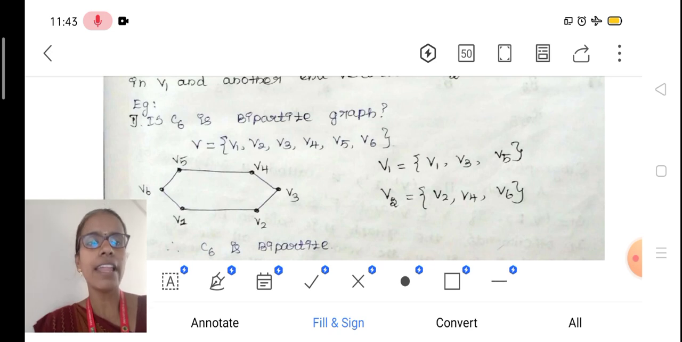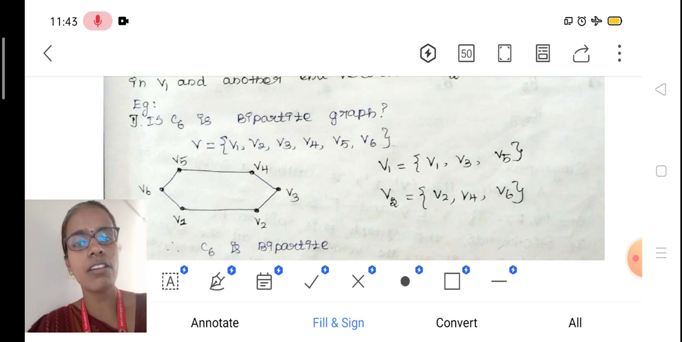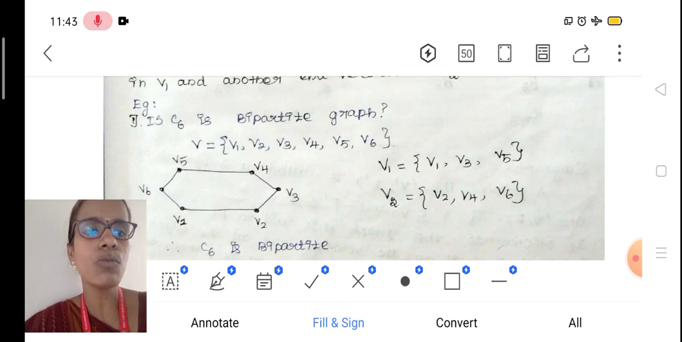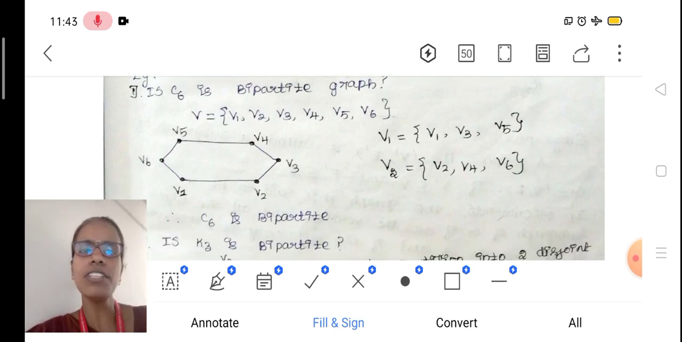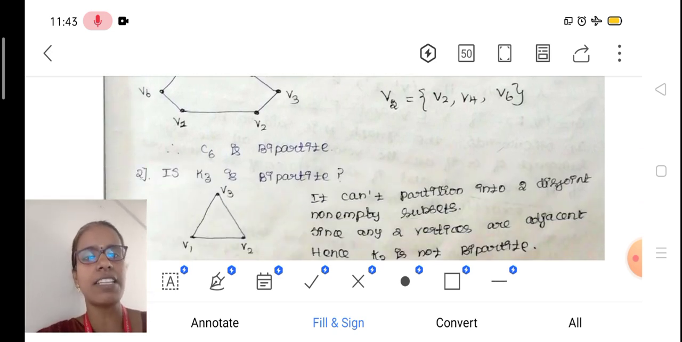Okay. And the next thing is, in the similar way you can consider all the edges. Don't leave out any edges. For all the edges, if this condition is satisfied, then we can form a partition. That type of graph is called a bipartite graph. So now here V1 is V1, V3, V5. And V2 is V2, V4, V6. Okay. So it's a bipartite graph because we are able to find the partition, right?